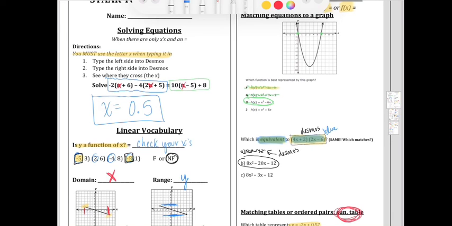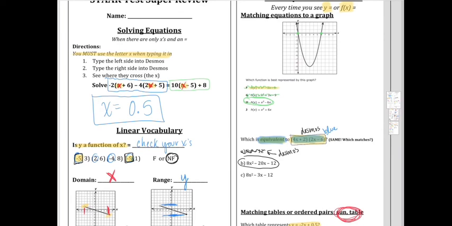But remember, with Desmos, it only works with the letter X. So just make sure, like in this example, if they give you the letter N, don't use N, just plug it in with an X. Okay? Good luck tomorrow. Do well, and that is everything for today.